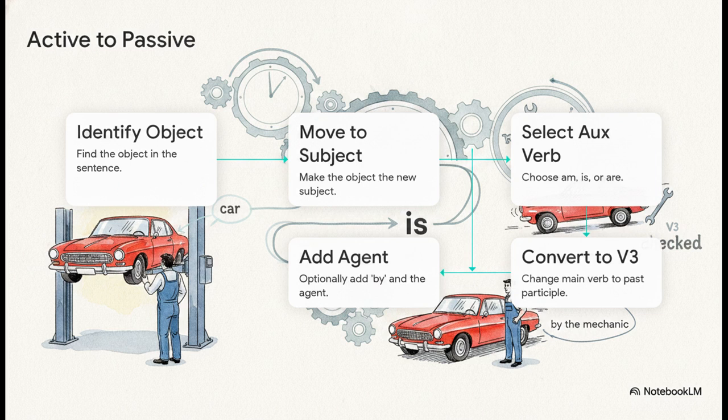Step 4, convert the original verb, checks, to its V3 form, which gives us checked. Step 5, add that optional agent at the end, by the mechanic. You put all those puzzle pieces together, and boom, your passive sentence is, the car is checked by the mechanic. It's just a perfectly logical sequence.